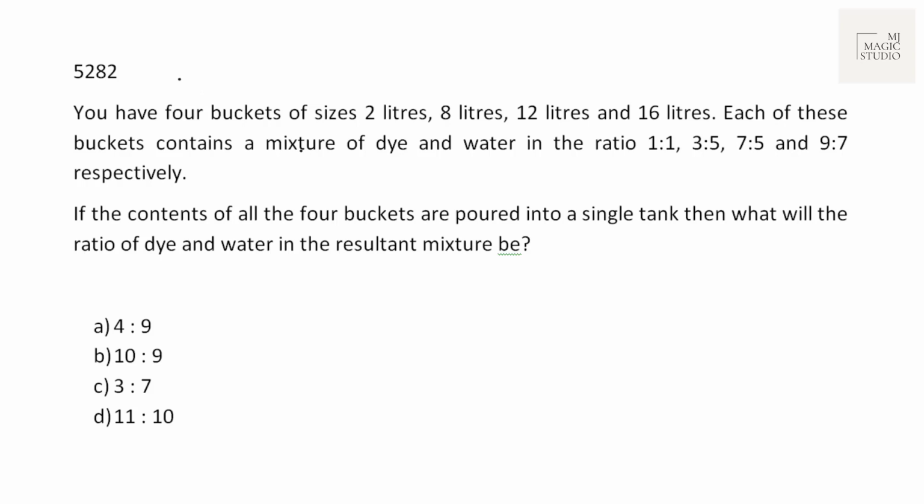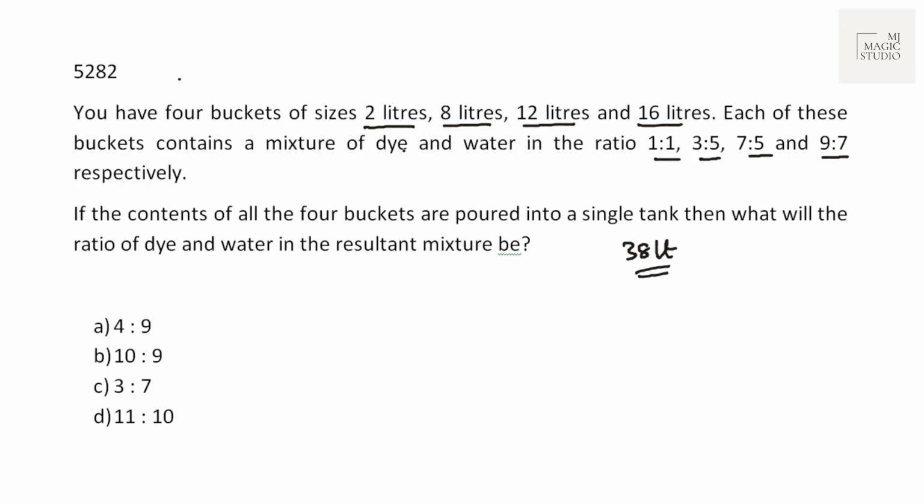A question again from mixtures. You have 4 buckets of size 2 liter, 8 liter, 12 liter and 16 liter. Each of these buckets contains a mixture of dye and water in these given ratios. If the contents of all the 4 buckets are poured into a single tank, then what will be the ratio of dye and water in the resulting mixture? So the total volume we would be getting is 2 plus 8, 10, 20, 30, 38 liters.